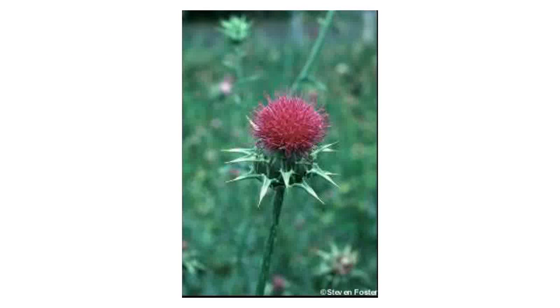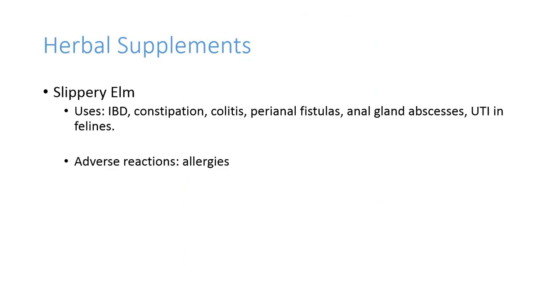Slippery elm, used to treat inflammatory bowel disease, constipation, tonsillitis, anal gland abscesses, UTIs in cats. Some animals are allergic to it. Be careful with that. But just to coat the GI is what it does, and it helps the passage of stools. And the reason it treats anal gland abscesses is by decreasing constipation, by causing the stool to be soft and not cause as much irritation when they pass the stool.